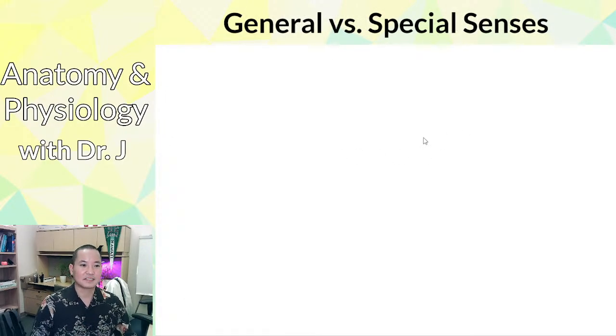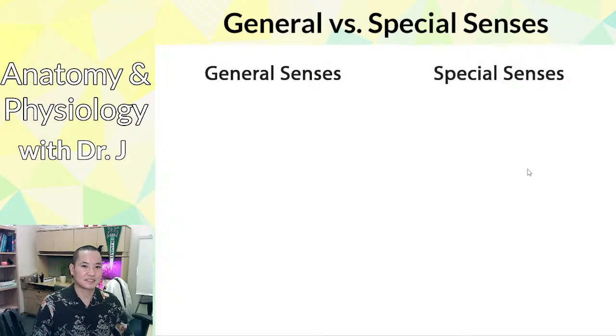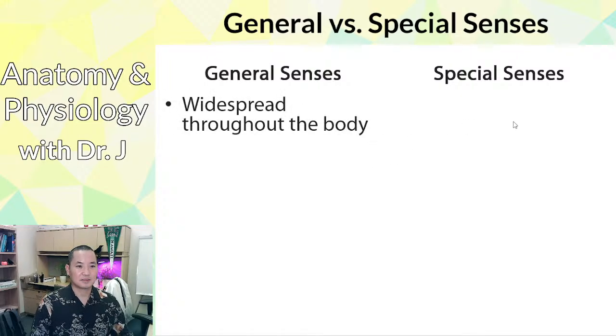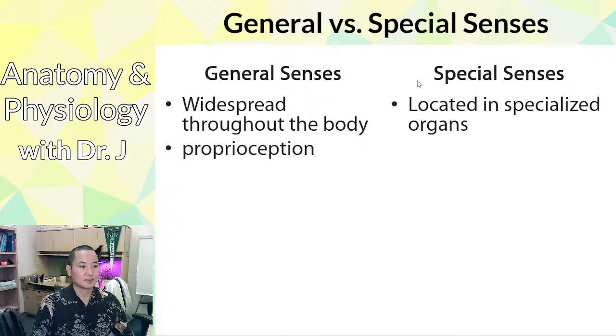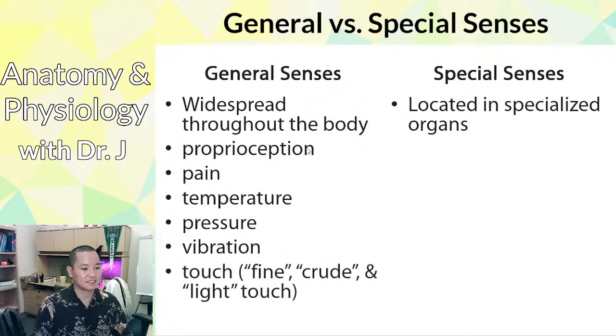Okay, so back to senses. Let's talk about general versus special senses. This is what you should definitely know: what's the difference between the two? Well, general senses are not located in just specific parts of your body. These can be detected widespread, through multiple parts of your body. Whereas special senses have specialized organs for that sense. General senses include proprioception, pain, temperature, pressure, vibration, and touch. All those ones I talked about, these are general senses.